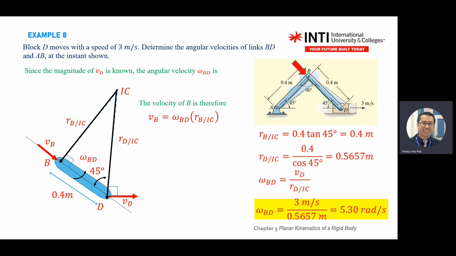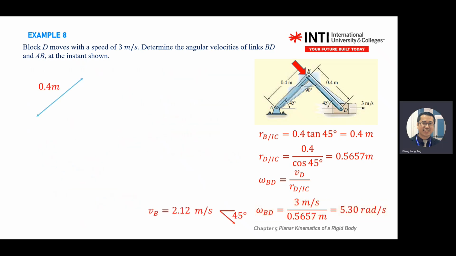Right? So velocity B, same. The result for B is V equals omega R. You use this VD and the R is this one. Okay, you find VB. So 45 degrees going down, and then you move to AB, same. You draw the body. VB, you know, is in this direction, right? Why is there no velocity at A? It's a fixed pin. So don't be too clever and go draw V. No V, eh? So same.